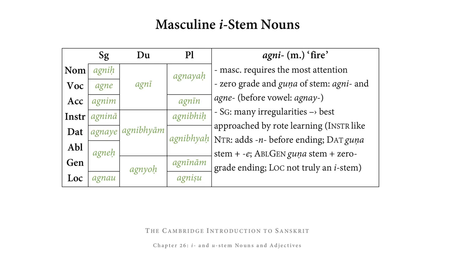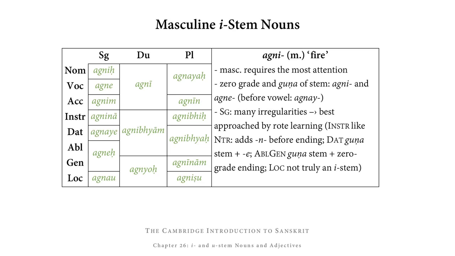In the dative, we get the ending E that we already know from other dative singulars, but this E is added to the guna of the stem, and specifically to the pre-vocalic form of the guna, and so it's Agnai-e, Agnaye.